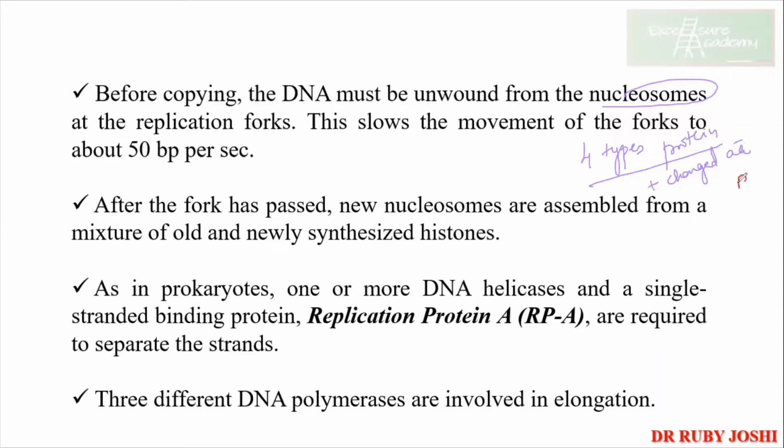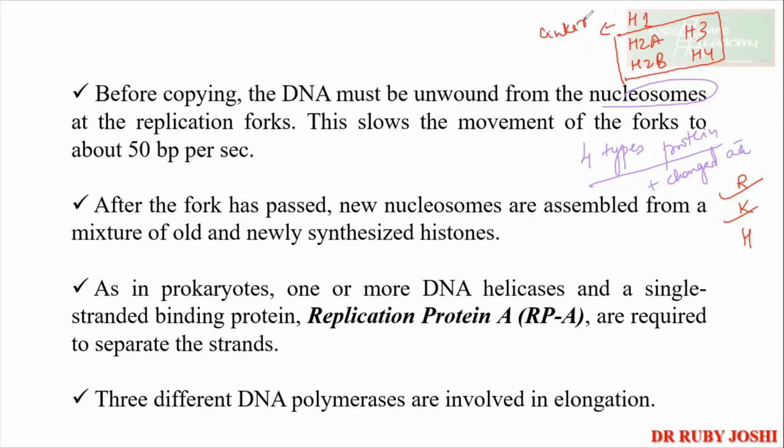Arginine, lysine, and histidine. Yes, very good. So in the case of the nucleosomes, they are basically rich in arginine and lysine, and nucleosomes have got the 4 types of proteins. So what are those? H1, H2A, H2B, H3, and H4. Among these, H2A and H2B form a heterodimer, and H3 and H4 form a heterodimer, whereas H1 acts as the linker between 2 nucleosomes.